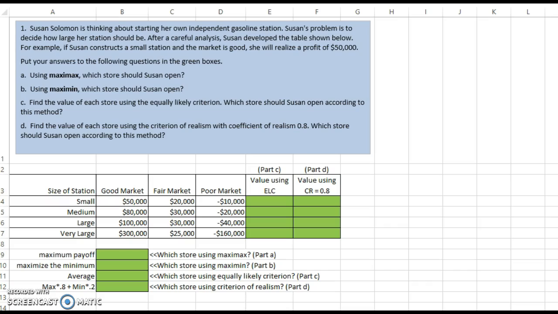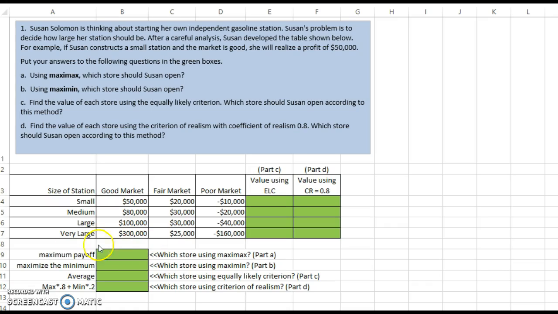Now, if you read through chapter 3, you will find that max and max means that she's going to use the most optimistic decision. She's going to take the most optimistic view, which would mean it's going to be a good market, and you're going to go to whatever size station has the largest payout in a good market. And that's as simple as that.